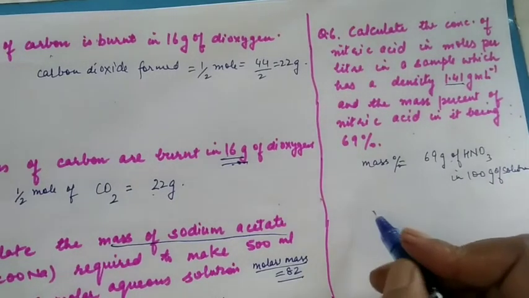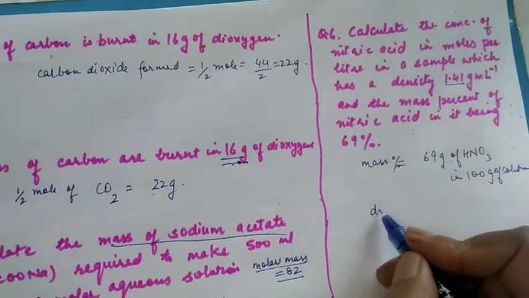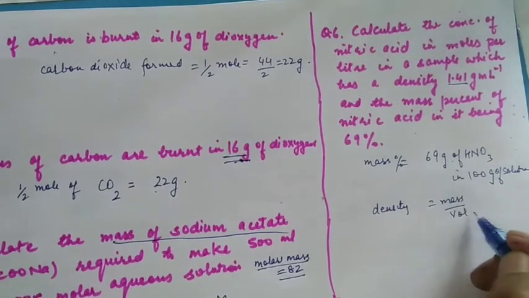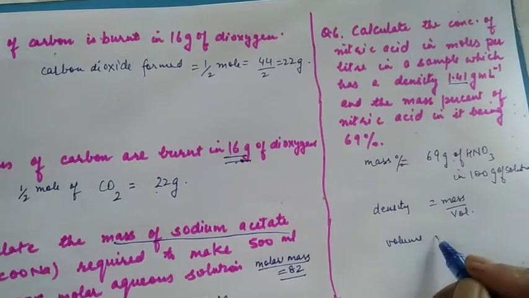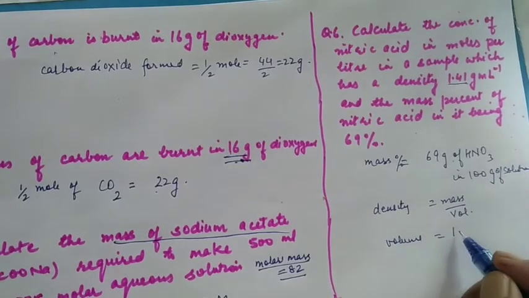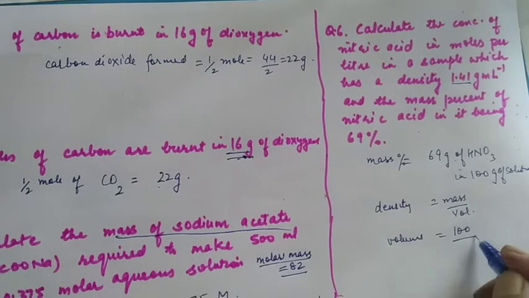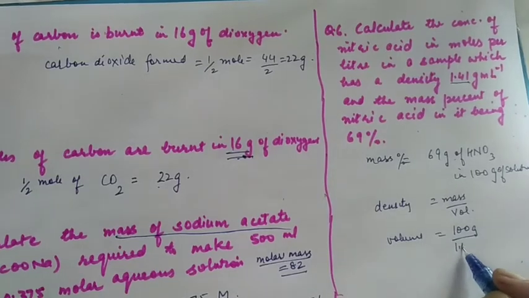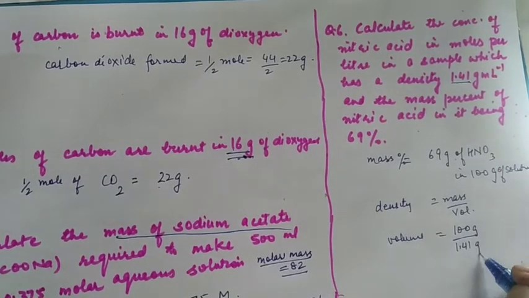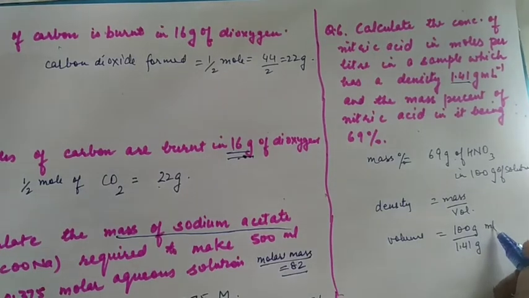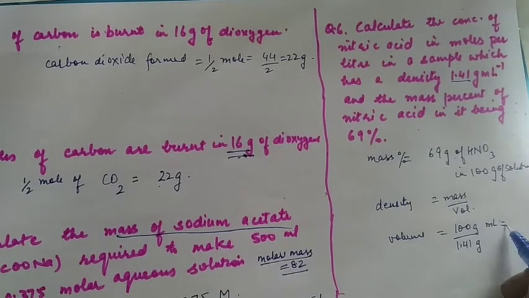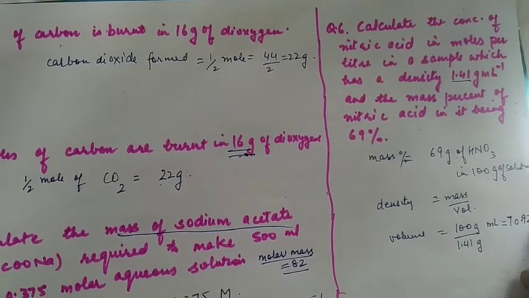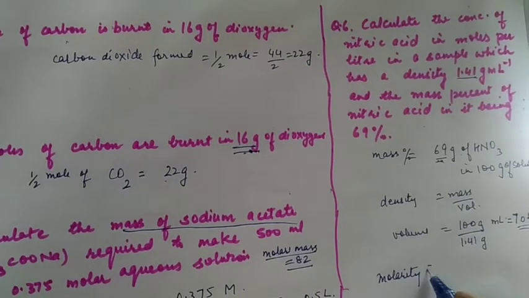So volume will be, density is equal to mass upon volume. So volume will be mass upon density. So for 100 grams of solution, volume will be 100 upon the density 1.41 grams per milliliter. So this comes out to be 70.92 milliliter is equal to number of moles.